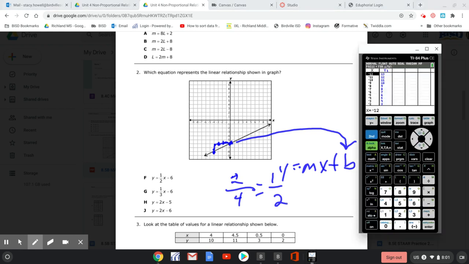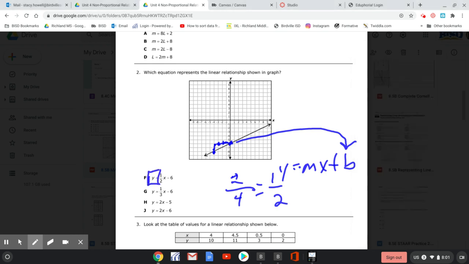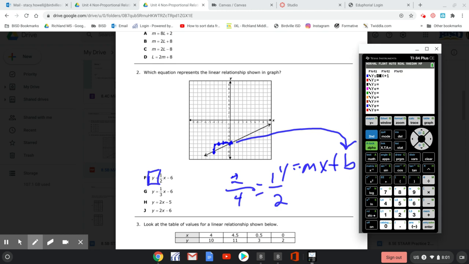You can also check it on the calculator by hitting y equals, because we have y equals in all these problems, and that means use the y equals button. So let's put that in there. Y equals 1 divided by 2x minus 6. And we hit graph, and there it is. Okay, so hopefully you know that answer.